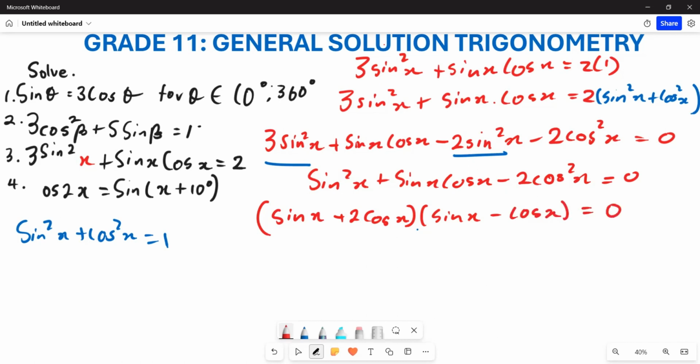Yes. Now this is how you can factorize this too. And now from here, you can solve this, right? This is the same as sine of x plus cos x.